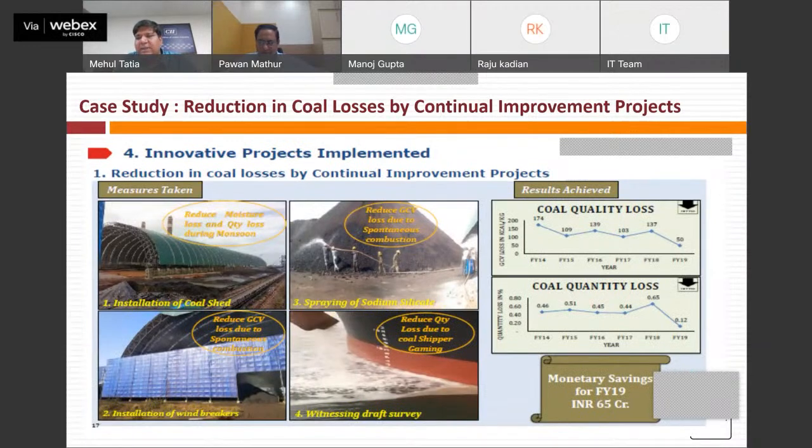So they took a complete analysis of it. They tried to reduce the moisture losses and especially the quantity losses during monsoon. They installed coal sheds. Then the loss due to spontaneous combustion was also improved upon by spraying of sodium silicate solution. Then installation of windbreaker to avoid the drift of coal and things like that. So, I mean, you have to understand whether this is a significant problem for you or not. And if it is a problem, then you have to lay down steps, identify areas which are impacting it, and then work on that particular area.